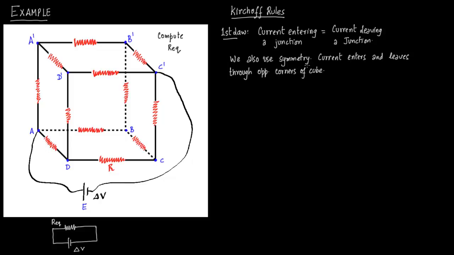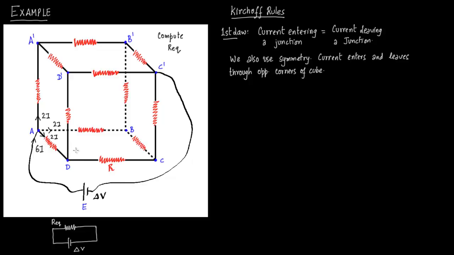Suppose current of 6I enters the cube at junction A. Since there are three equal resistances in all directions, current 2I enters in the three directions. So 2I goes from A to A prime, 2I goes towards B, and 2I goes towards D from the junction A.